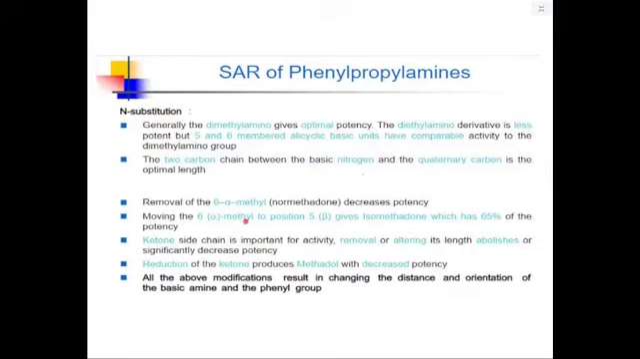Removal of the 6-alpha methyl, as in normethadone, decreases activity. So again, we are saying that methadone with no substitution has reduced activity, and therefore branching for these compounds is important, and it depends on which branching we are talking about. So let us look at that again.